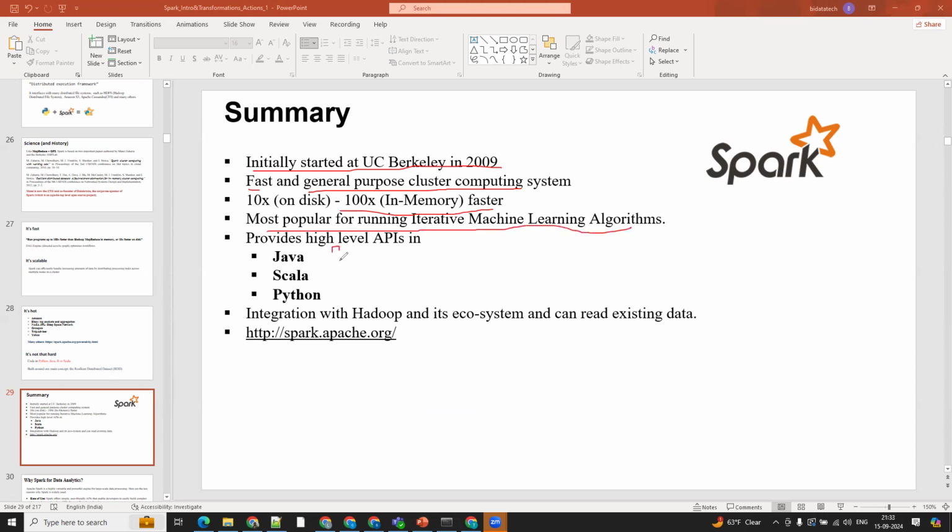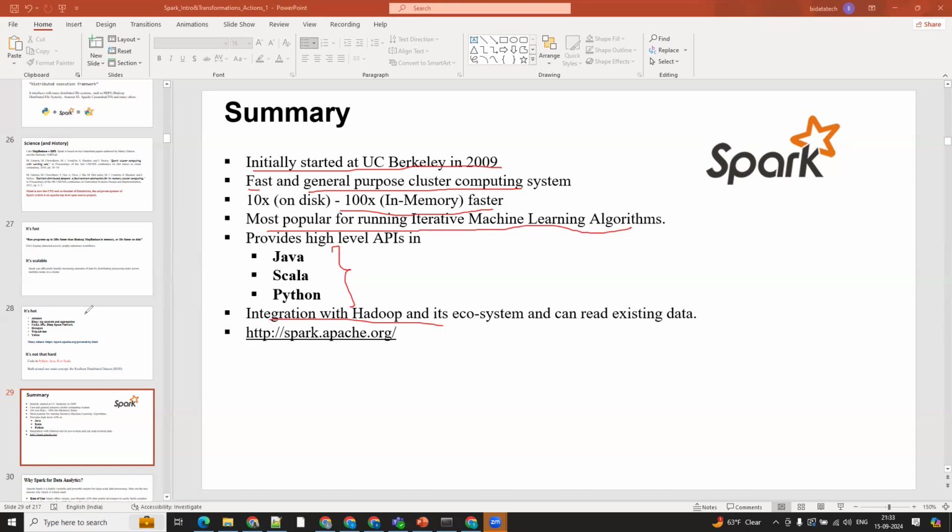And you can write the code in other languages as well, like Java, Scala, Python, R, and even SQL. Nowadays, you can add SQL also here. And it can even read the data from Hadoop as well.